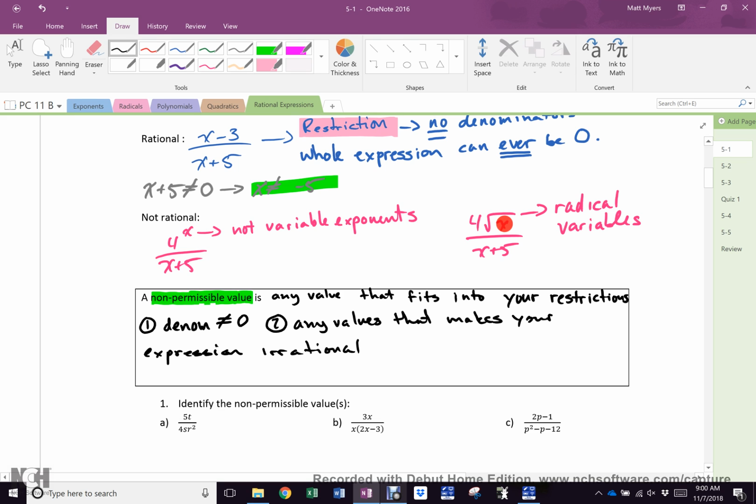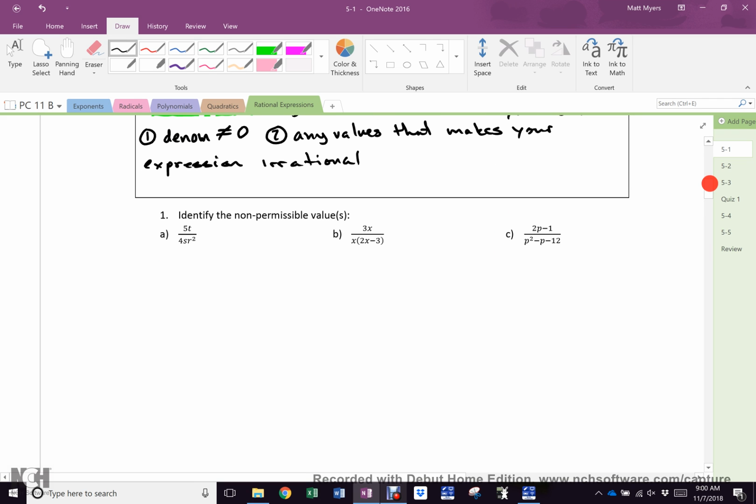If x is 4, is this a rational expression? Yes, because square root of 4 is 2, 4 times 2 is 8, 4 plus 5 is 9, 8 over 9 is cool. Is everybody good? All right, prove it.